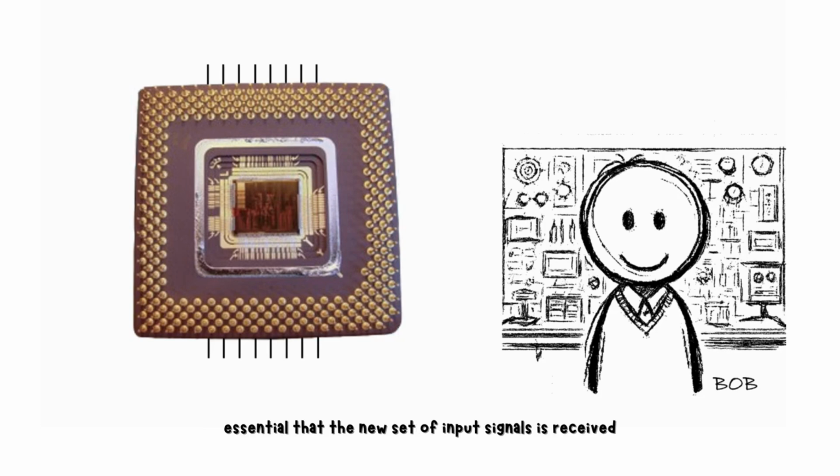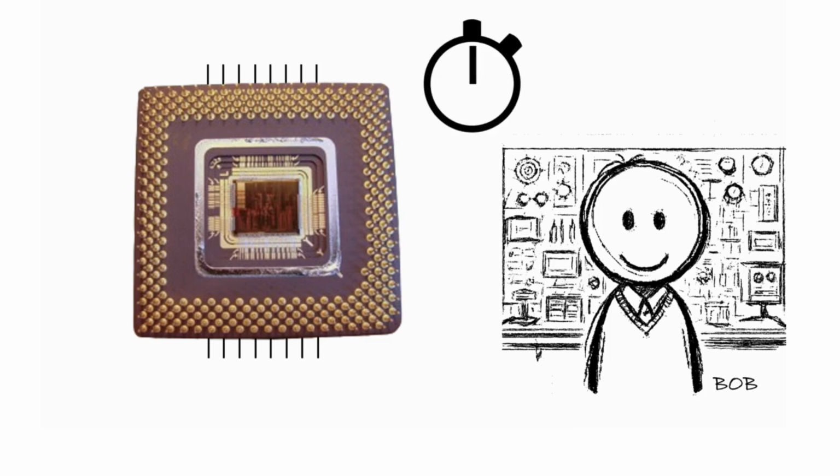It is essential that the new set of input signals is received and processed by all components at exactly the same moment. Otherwise, the logic components would return transient and likely incorrect results, which would lead to a malfunction of the entire system. Bob finally connects a clock to his CPU. The clock circuit plays a fundamental role. It must ensure that all transistors and other electrical components always operate in perfect coordination with one another.